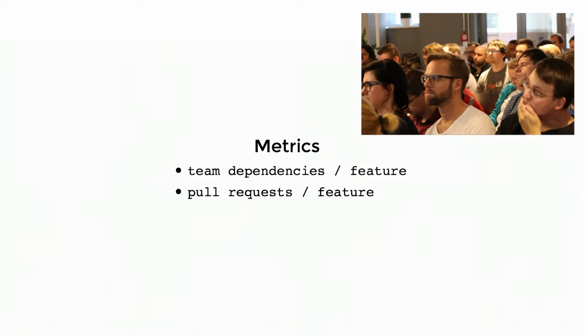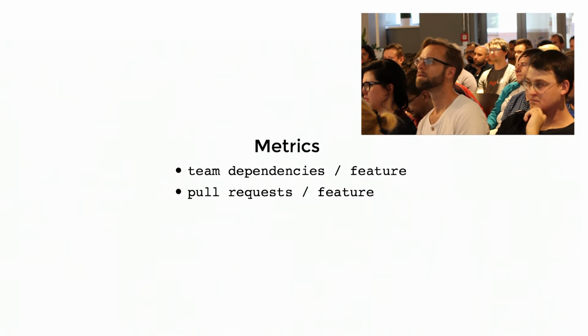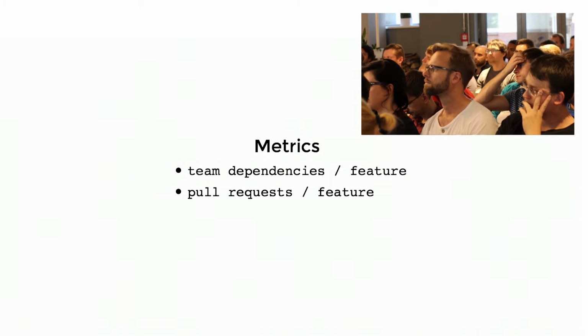You can look at the team dependency per feature, how many dependencies were there. You can look at the pull requests. If pull requests are happening, something is going wrong. And of course, you can think of a lot of dependencies that fit your company in a better way.